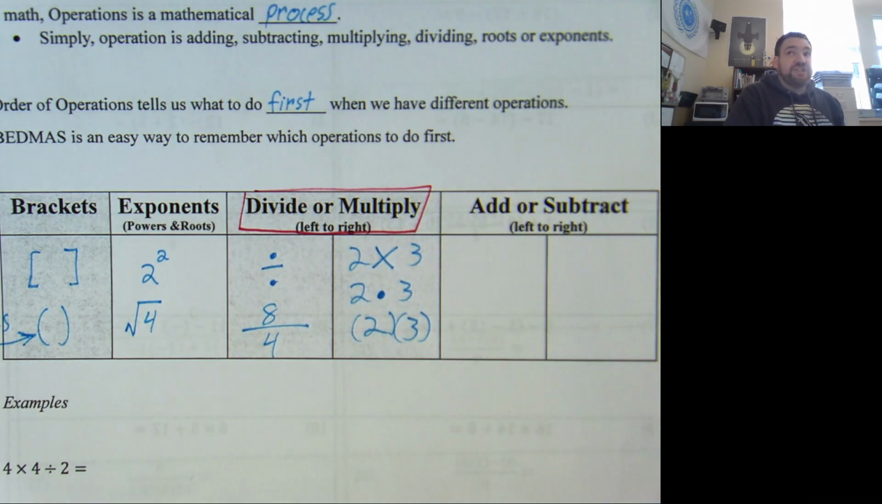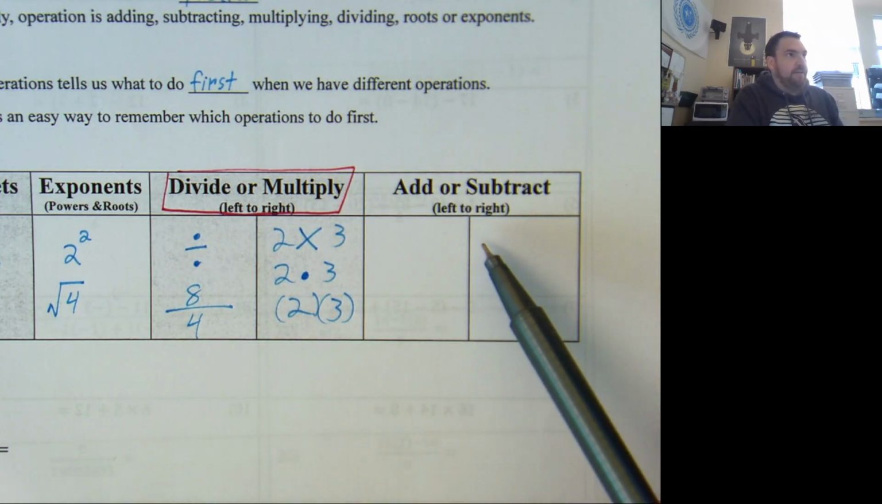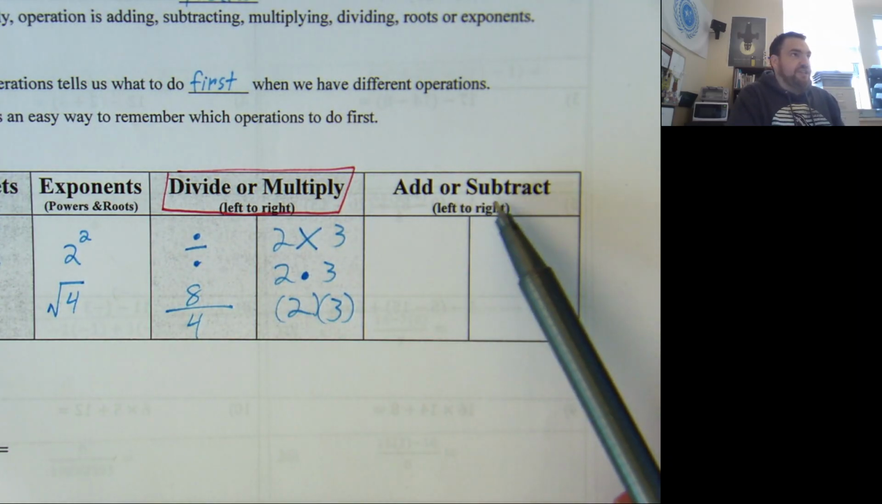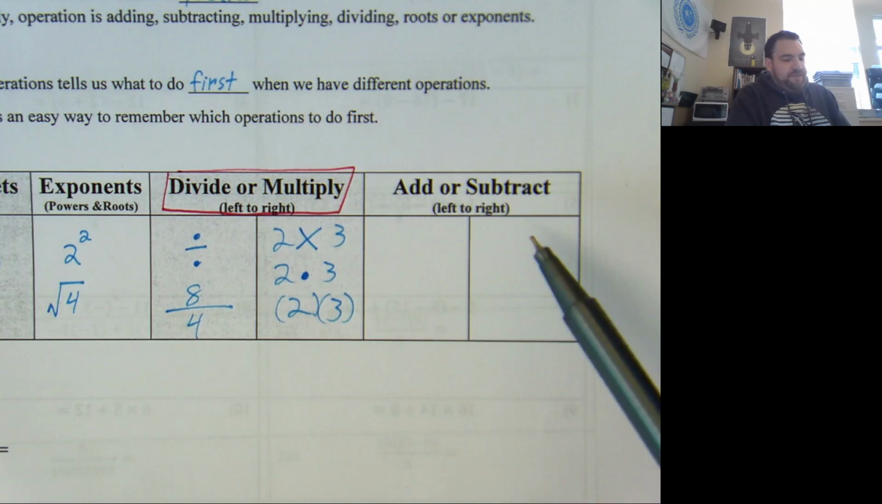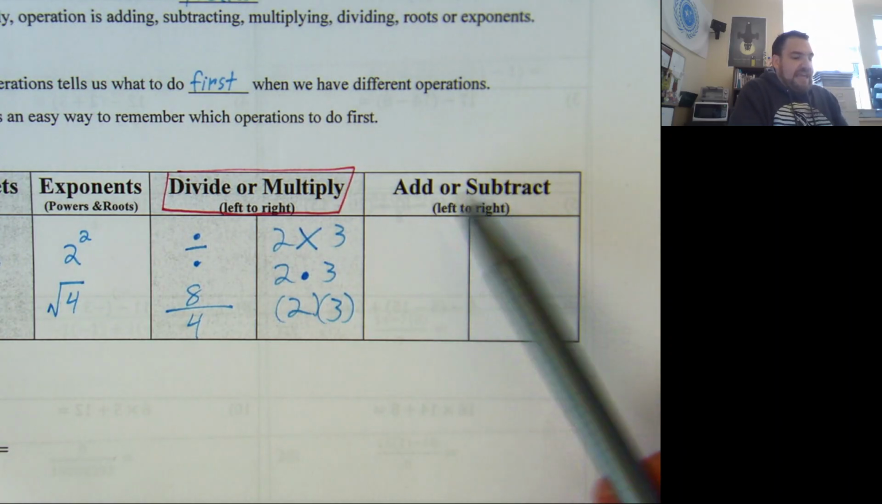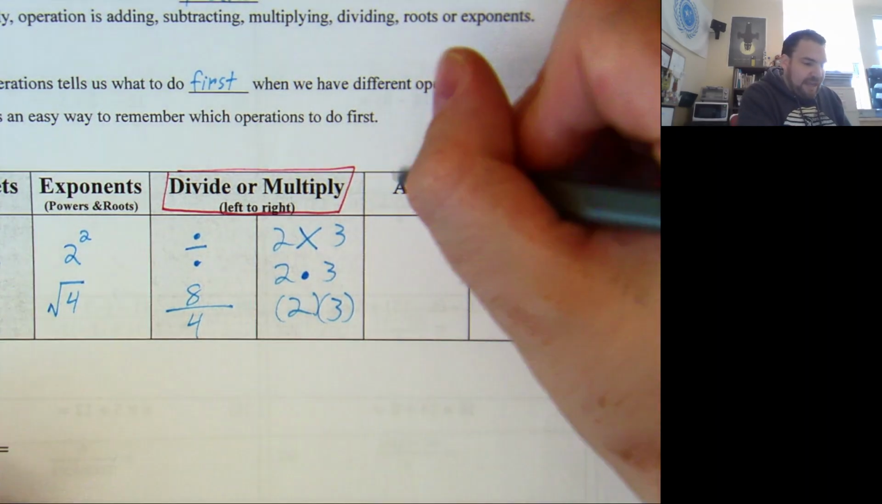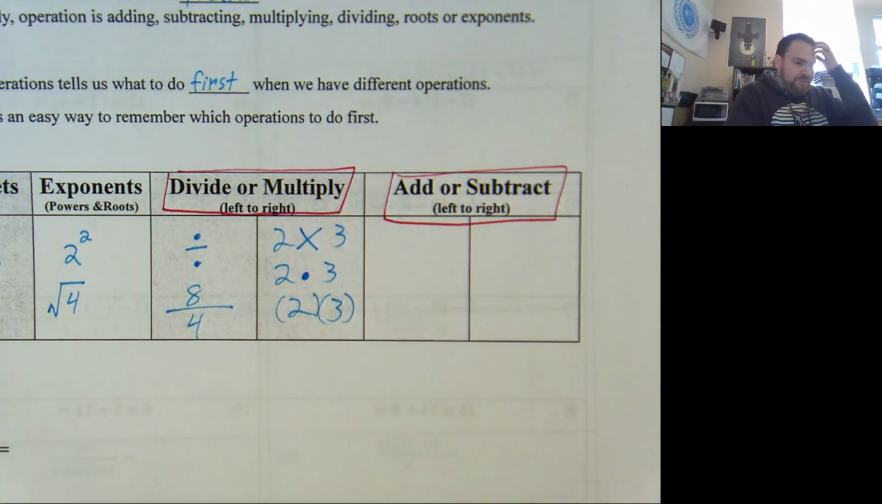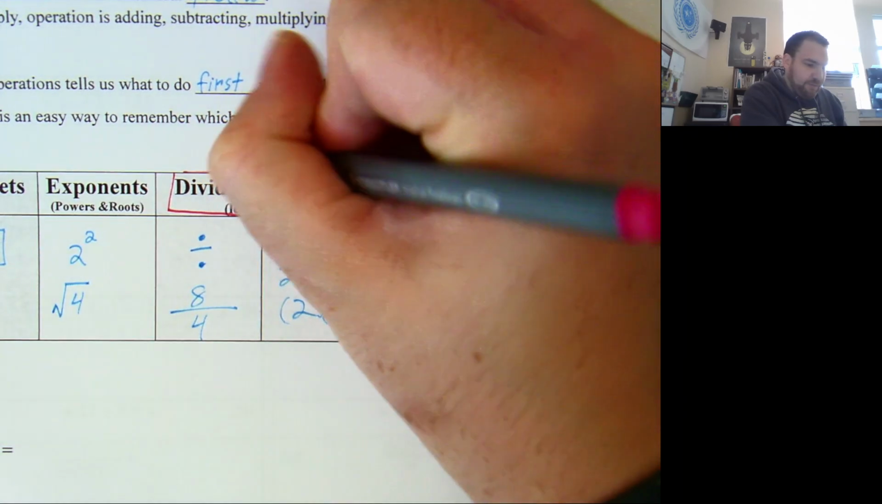And the same thing with addition and subtraction. Addition and subtraction are actually the same thing. Subtraction is just addition with a negative number, or addition is just subtraction of negatives. We've looked at it already, these two are the same thing. So again, if you just have addition and subtraction, we go left to right here too.